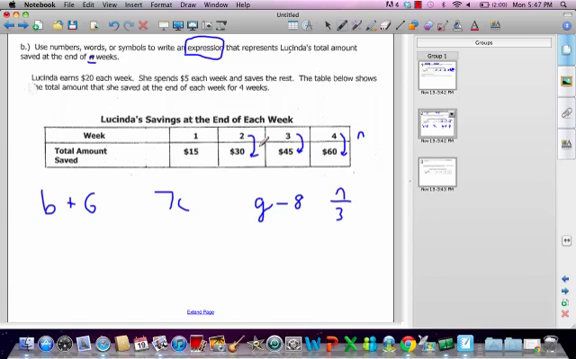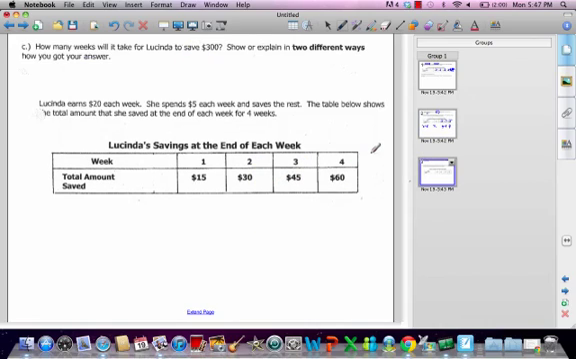And you can also make this into an equation if you're really good. If you think about this being the input value, the weeks, and this being the output values, that's a little extra stuff. But you can make this into an equation. And then finally, we have how many weeks will it take Lucinda to save $300? Show or explain 2 different ways how you got your answer.